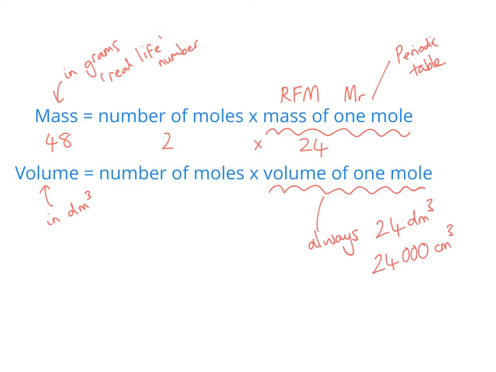You've got the real life number, like what you measure in the lab, is equal to how many moles, how many particles you have, times by either the mass of 1 mole or the volume of 1 mole, which is a fixed quantity. For mass, it depends on the element or the compound. For the gas, it does not depend on that. For volume, it is just going to be 24 for any gas at all.